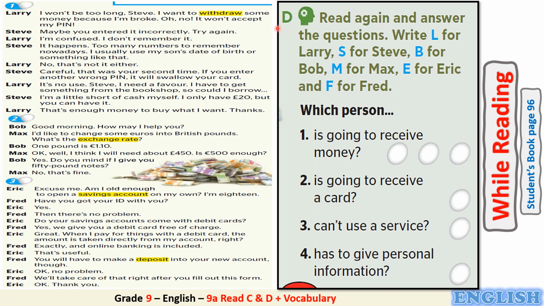Let's move to exercise D in the student's book, page 96. In this exercise, we are going to identify the person or the persons in each situation after scanning the dialogues. So, read again and answer the questions. Write L for Larry, S for Steve, B for Bob, M for Max, E for Eric, and F for Fred.